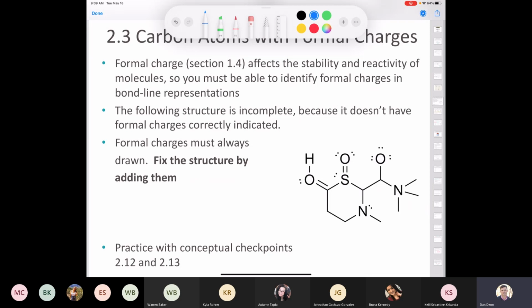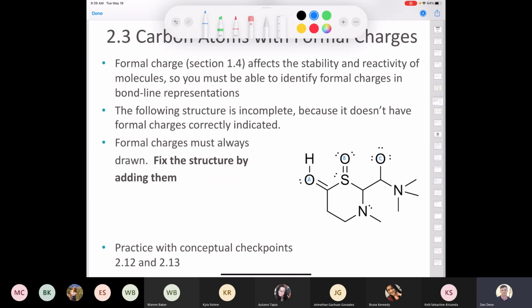So Warren is saying oxygen. There are 3 oxygens in the molecule. Which one? Right? If I call this one A, if I call this one B, and I call this one C, which one would have a formal charge? The one on the left side. Okay. Allison says the nitrogen on the far right. Okay. I agree with that.